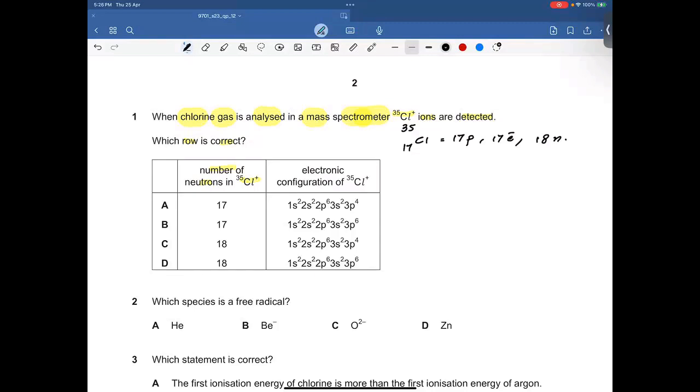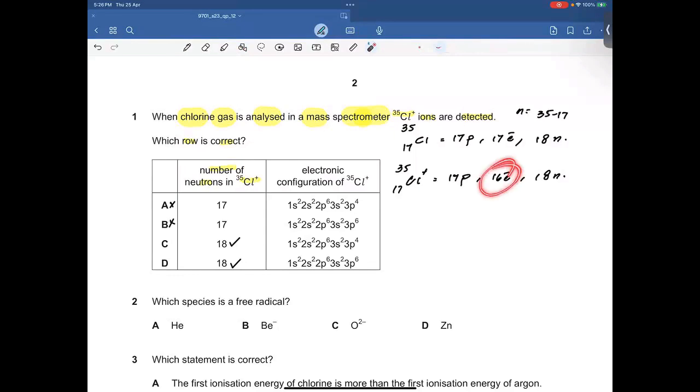So 35 minus 17, you will get neutrons. Now we have Cl plus. That means proton number and nucleon number will remain the same. So we have the same number of protons, but because of the plus charge, 1 electron is lost, which means out of 17, we have 16 electrons now. 1 electron is lost, and we have 18 neutrons, obviously. So the number of neutrons is 18. So this and this might be the right answer. Obviously, A and B are incorrect options.